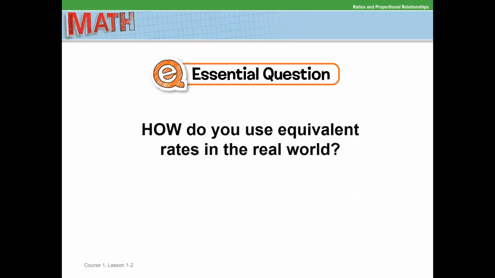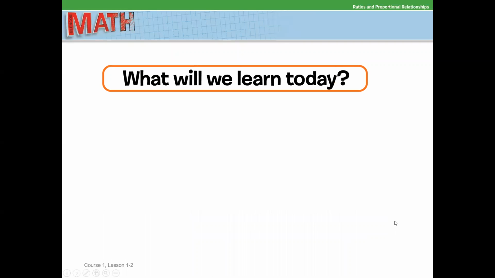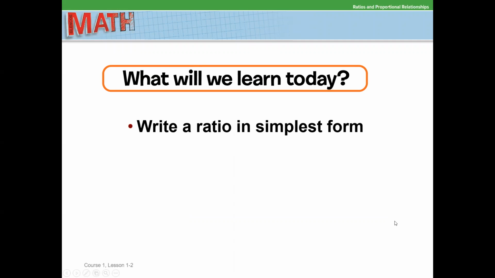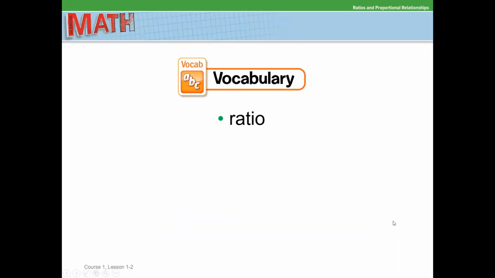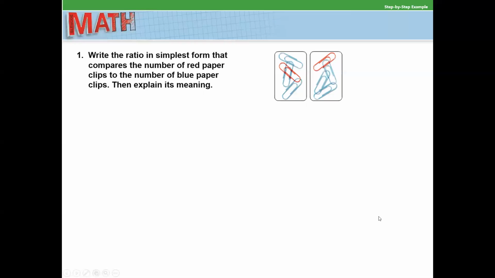How do we use equivalent rates in the real world? What will we learn today? To write a ratio in simplest form, compare categorical data using ratios. The vocabulary is ratio. Write the ratio in simplest form that compares the number of red paper clips to the number of blue paper clips. Then explain its meaning. Always pay attention to the explain part. That shows me that you understand what you're doing.